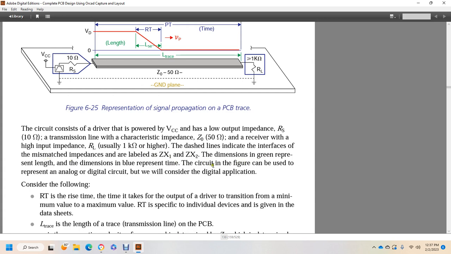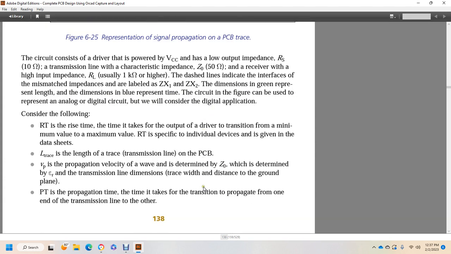The dimensions of the green line and the blue line represent the circuit. The circuit of the figure can be used to represent an analog or digital circuit, but it will be considered for the digital application. Consider the following. RT is the rise time it takes for the output of the driver to transition, and the maximum value of RT is specified.